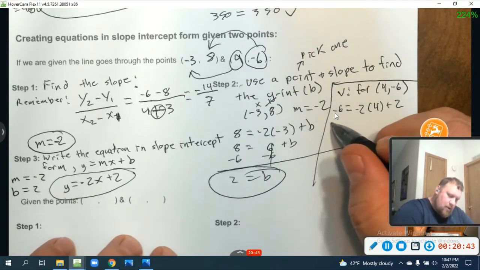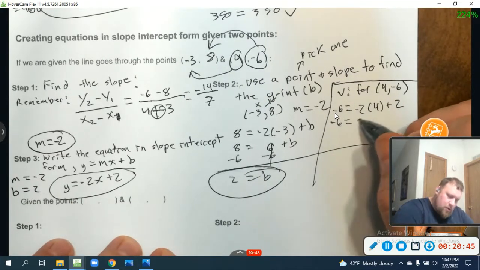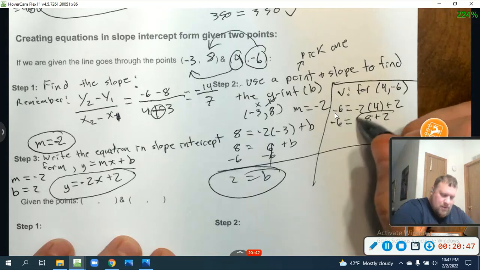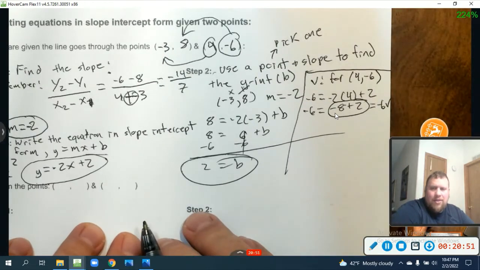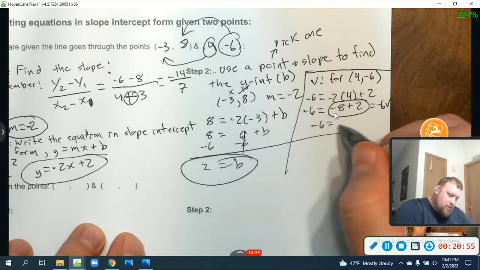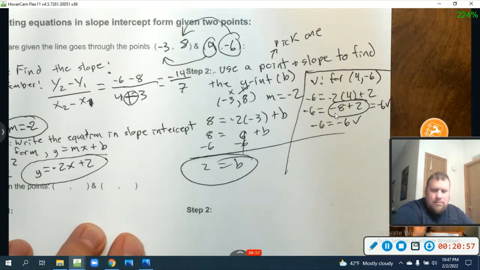So let's try this out. Negative 6 equals negative 2 times 4 is negative 8 plus 2. What's negative 8 plus 2? It's negative 6. Boom. That is a true statement. Negative 6 does indeed. I can write it again down here. It goes negative 6. Check.